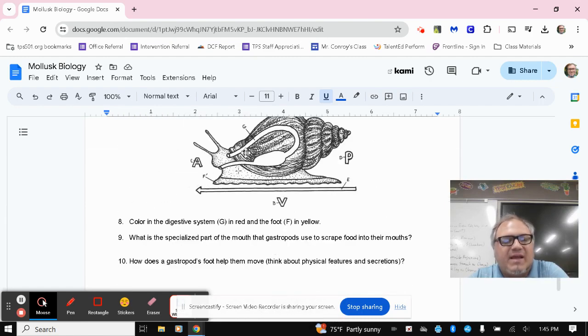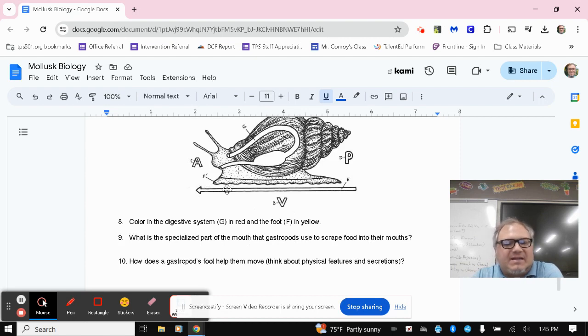And then finally, here for our gastropod, what is the specialized part of the mouth that gastropods use to scrape food into their mouths? Again, this is a structure that almost all mollusks have, but gastropods in particular make very good use of it. And 10, how does a gastropod's foot help them move? Again, think about physical features and secretions on the foot. Basically, how do they go through their locomotion?